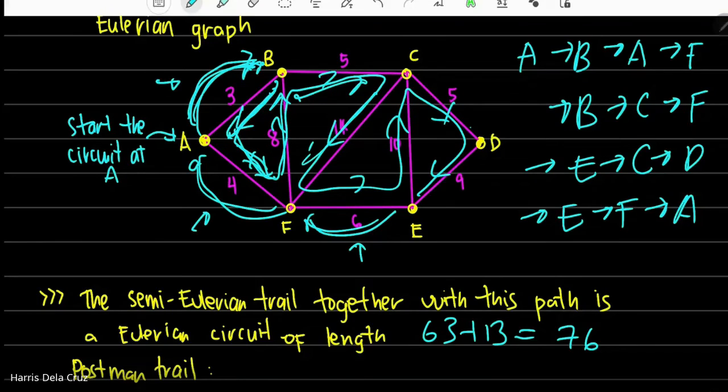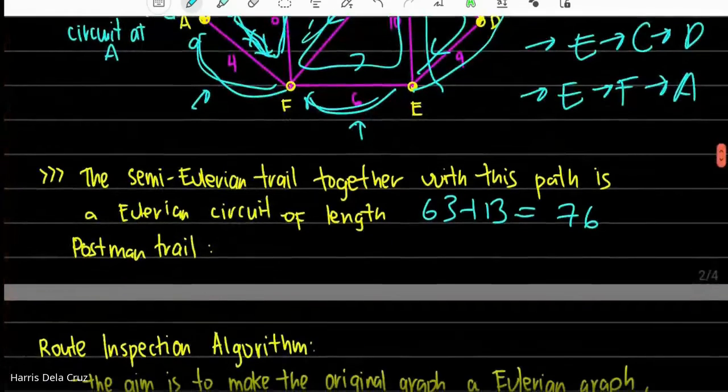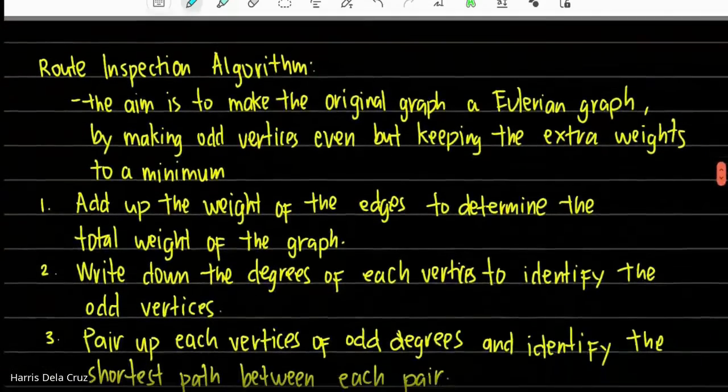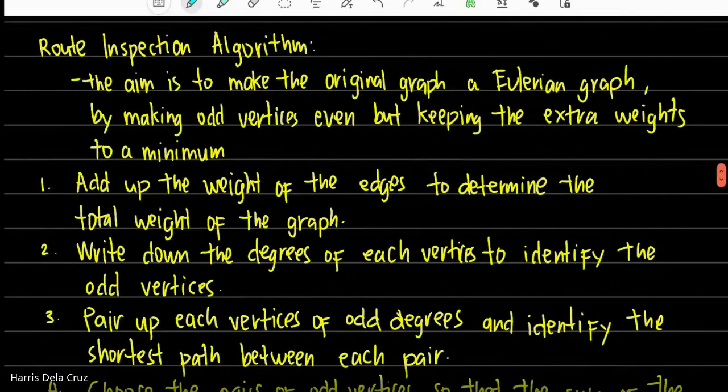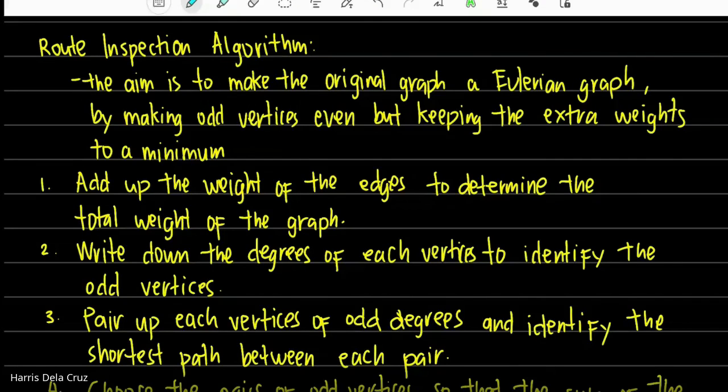Take note that the postman can add any path. He could add here or here. But by Dijkstra's algorithm, we know that what we choose is the shortest path. So the postman trail is the shortest postman trail. So this will summarize the algorithm we discussed for the postman.